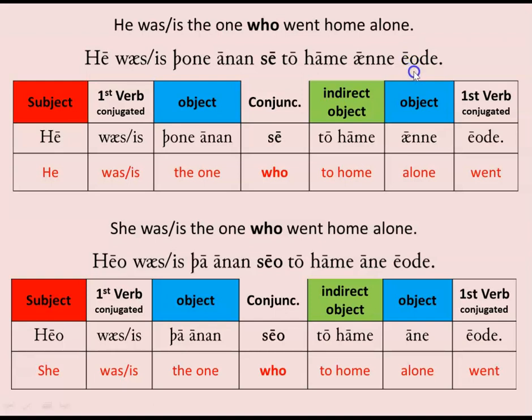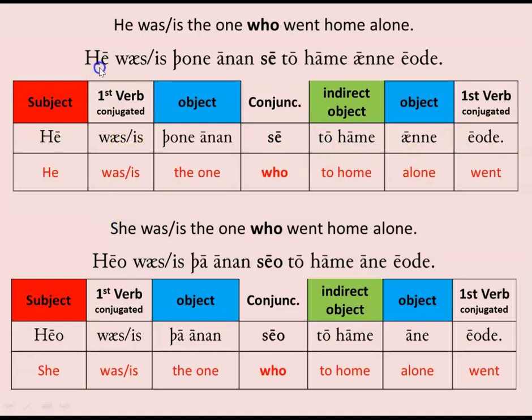What else was there? Okay, to is a preposition, and it requires a dative object. So home must be in the dative. So harm is the nominative for home, but the dative is put an E on the end, so hama, that's the dative singular, hama. An, ne, alone, and eoda, went. He was thona anan se to hama ana eoda.